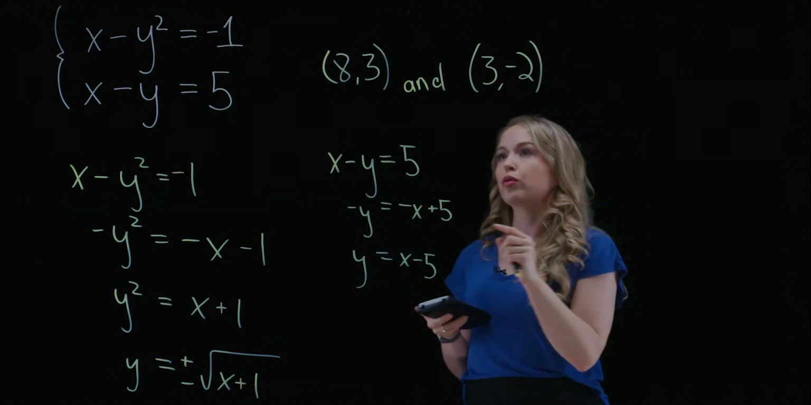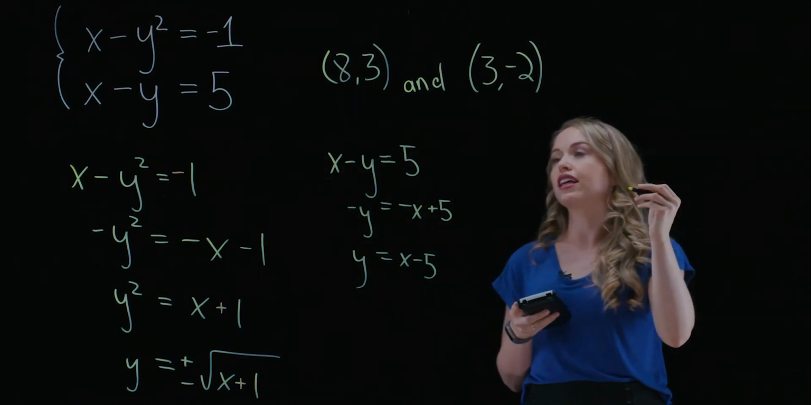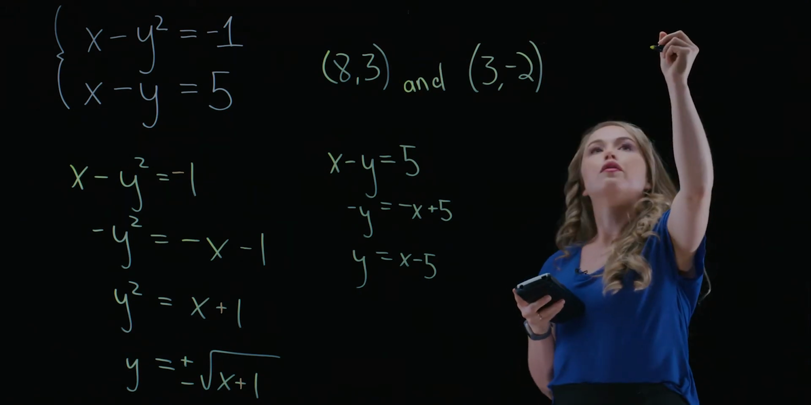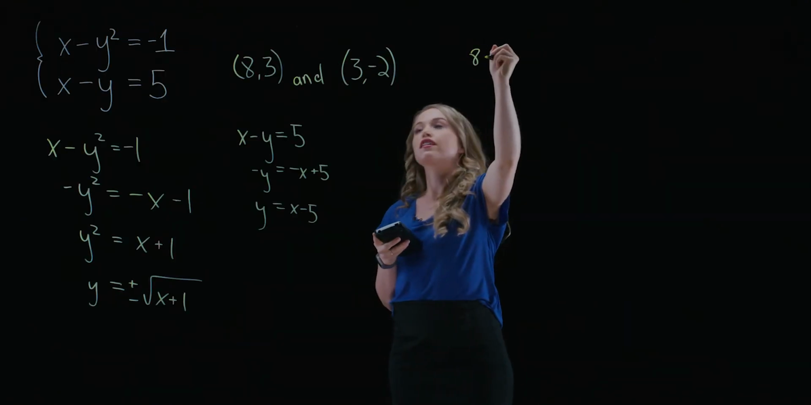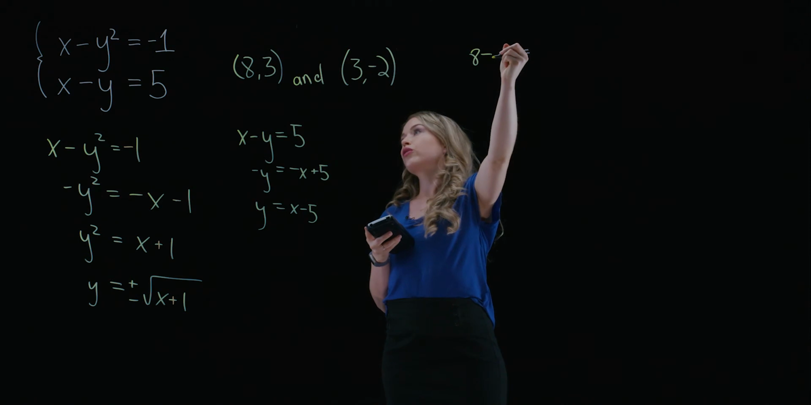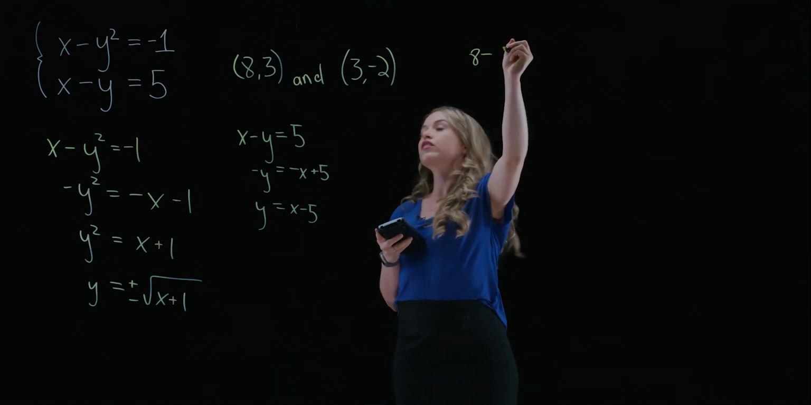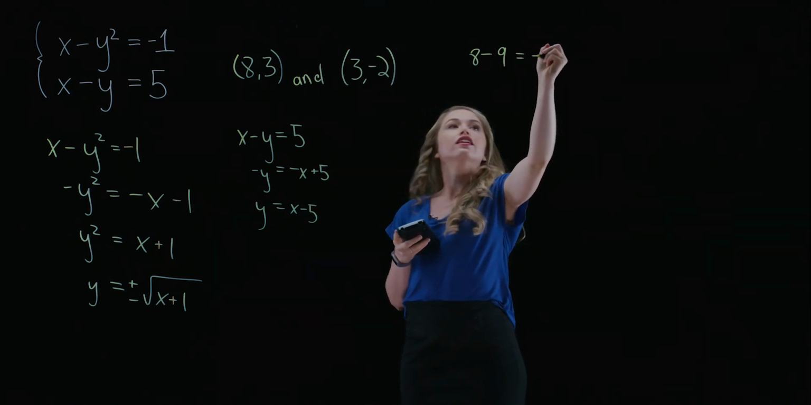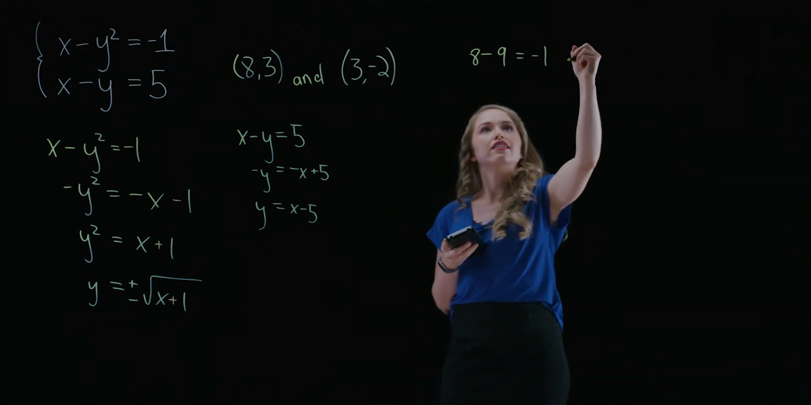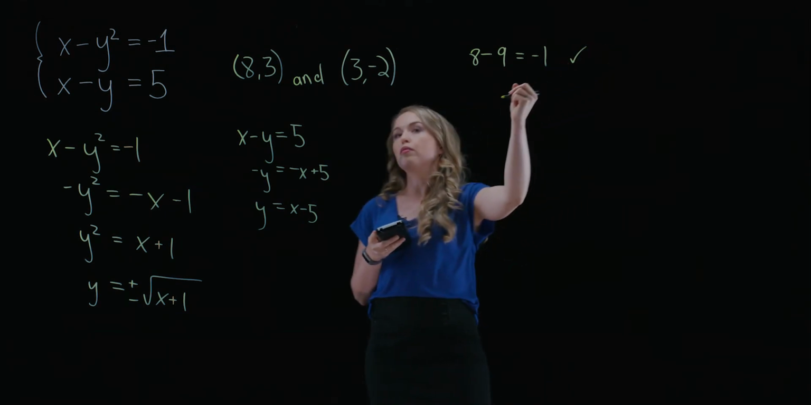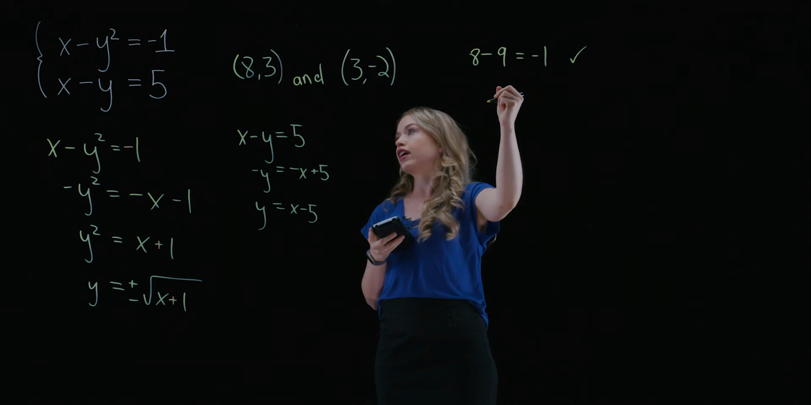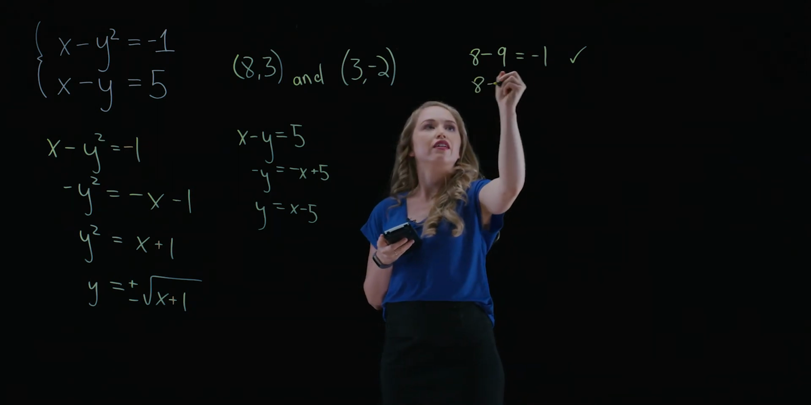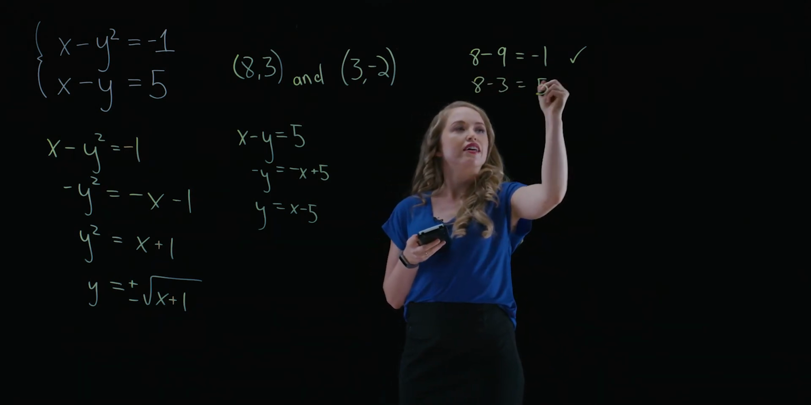So let's start with the first one. If I plug that in, the 8 and the 3, I would wind up with 8 minus 3 squared, which is 9... no wait, 3 squared is 9, so 8 minus 9 equals -1. And that checks out. On the bottom piece, I would wind up with 8 minus 3 equals 5. That also checks out. Great.